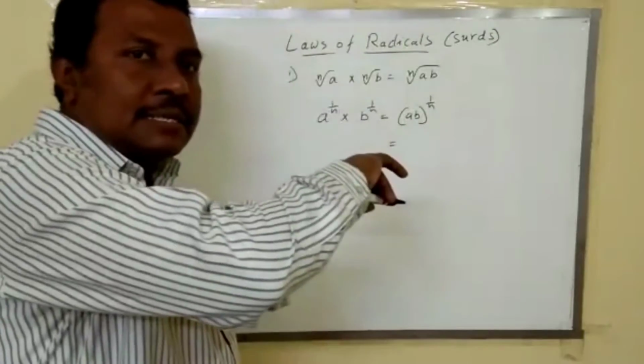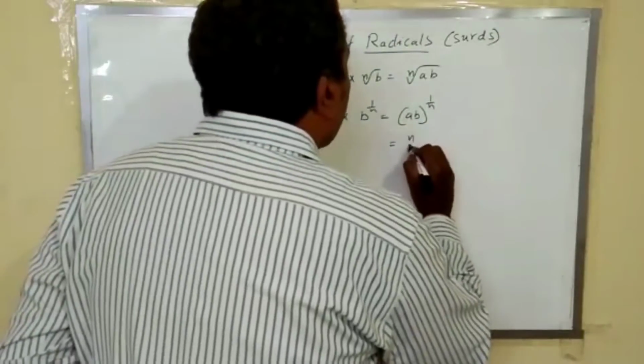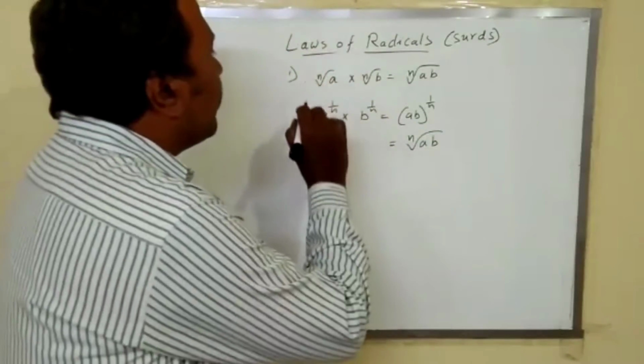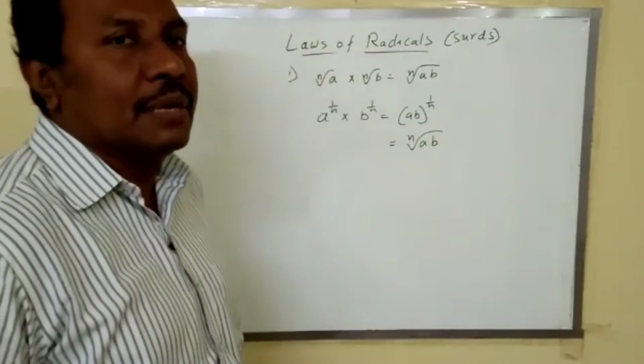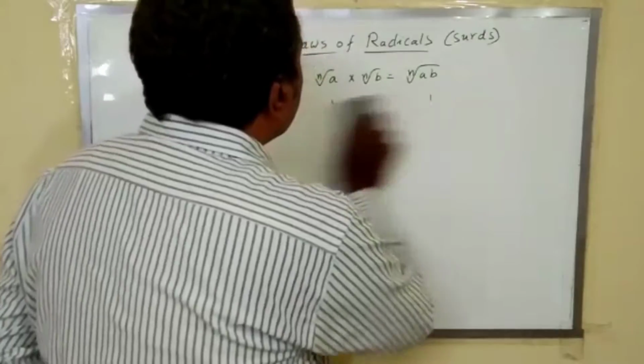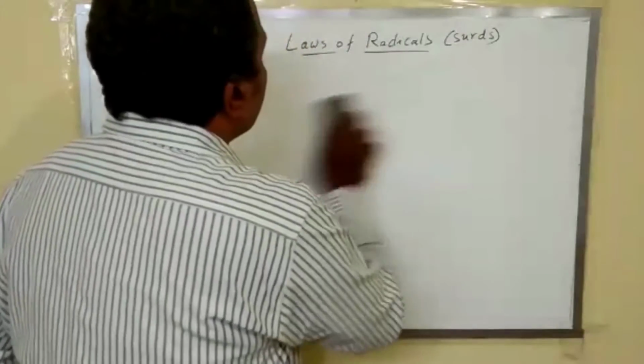Again, write this in the third form, that means nth root of ab. So this is how we can write nth root of a into nth root of b is equal to nth root of ab. Okay, like this. This is the first law. Second law.